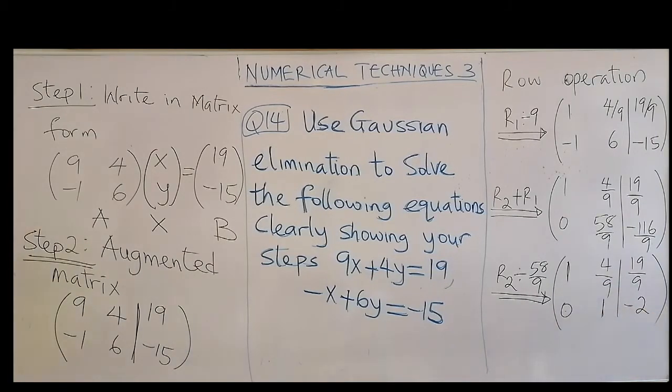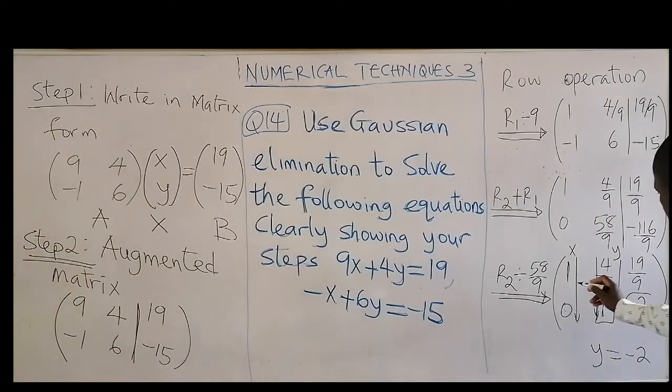What that means is, don't forget, this column is for x and this column is for y. So here, 1 times y, that's y, equal to minus 2. So y is equal to minus 2.